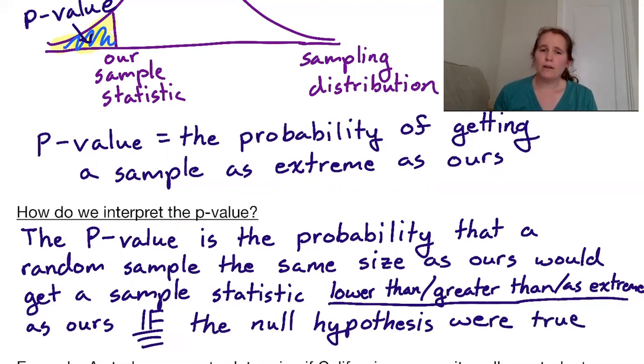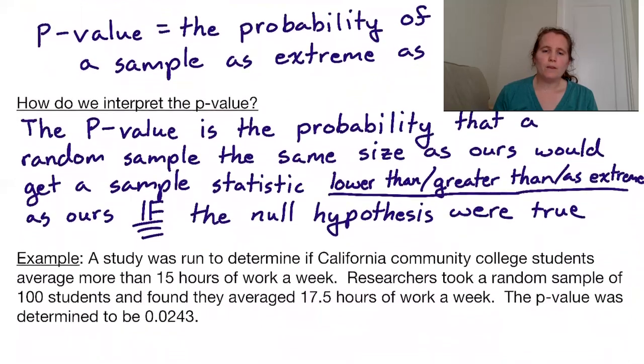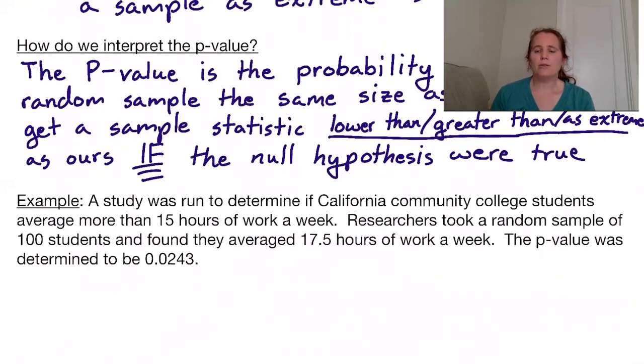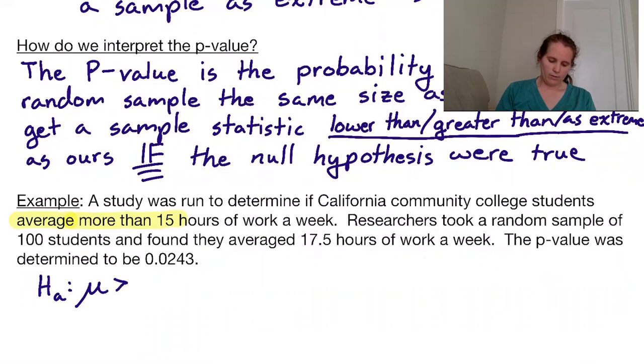So let's just go ahead and do one quick example. We're running a study to determine if California community college students average more than 15 hours of work a week. So we're looking at the average and we're looking at more than 15 hours. So before we do anything, let's just put down that our alternative hypothesis is that the average is greater than 15. Our null hypothesis is therefore that the average is equal to 15.